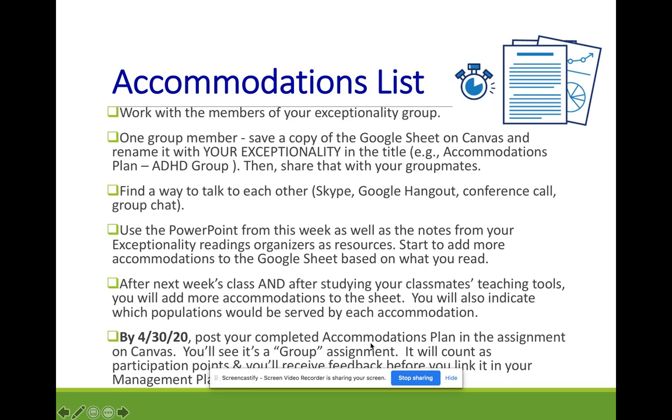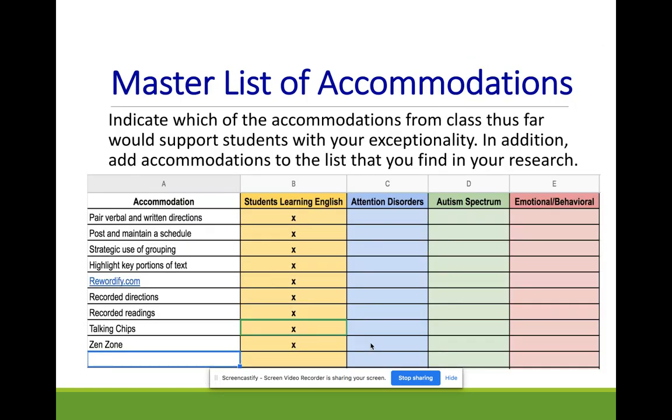You'll see it's a group assignment. It doesn't count as participation points. You're actually going to get feedback before you link in your management plan, but you're going to get 25 points for it.